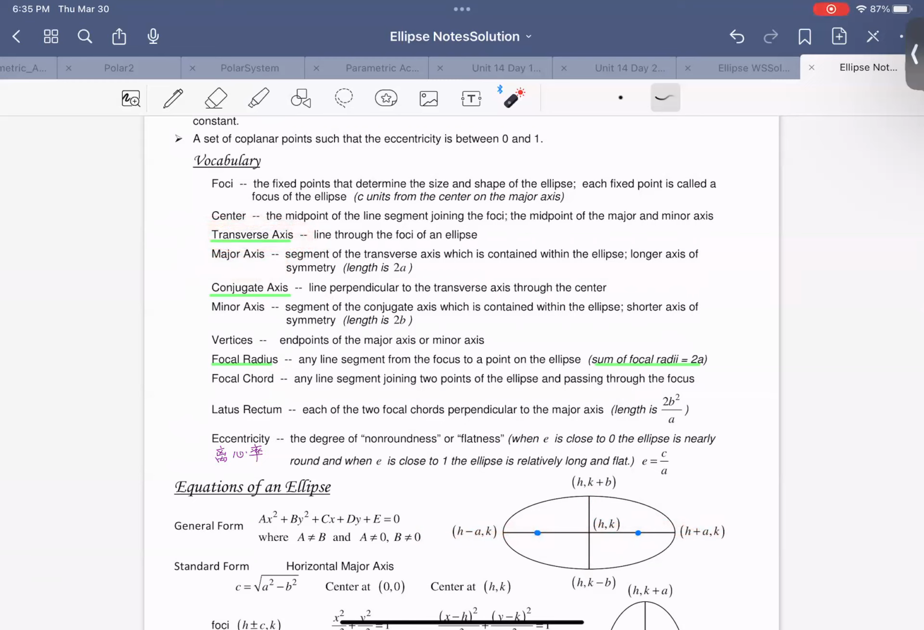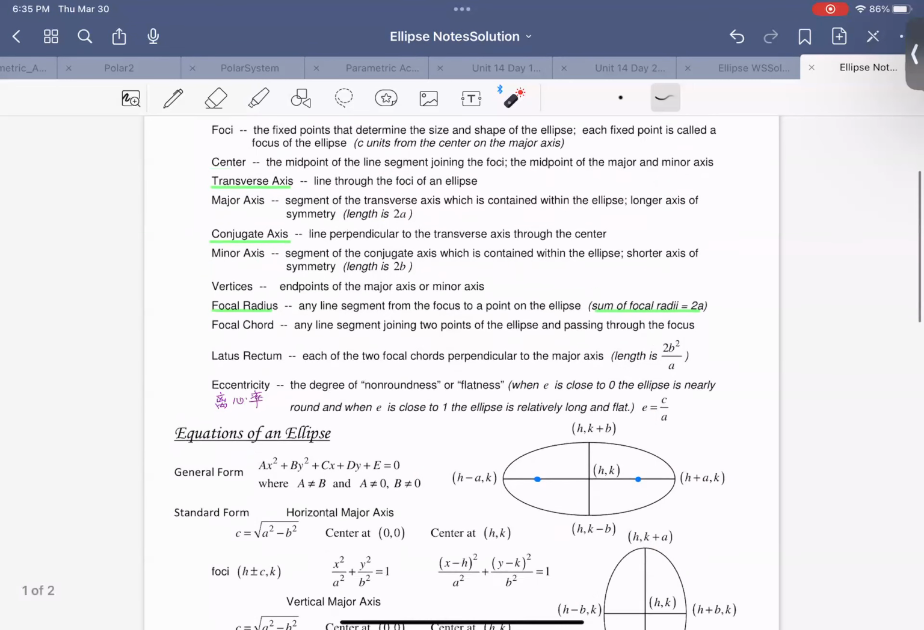In this class, you will notice that you have a lot of new vocabulary coming in. So you notice that this direction is called either major axis or transverse axis. Next class, we will learn about hyperbola. Okay, these two both belong to the conic sections. This direction is called a major direction or transverse direction. This direction is perpendicular to the major direction. This is called the minor axis.